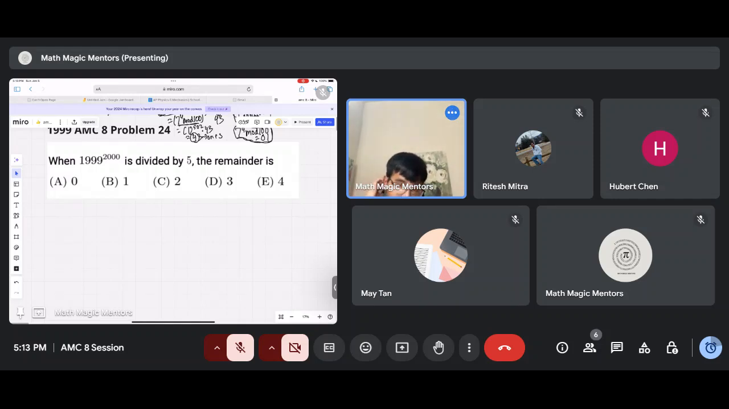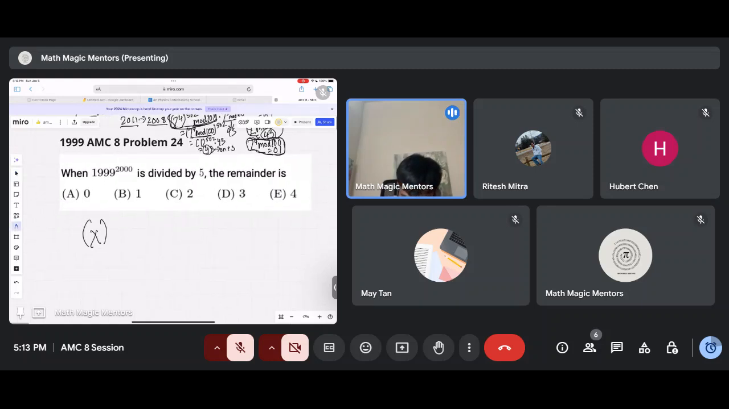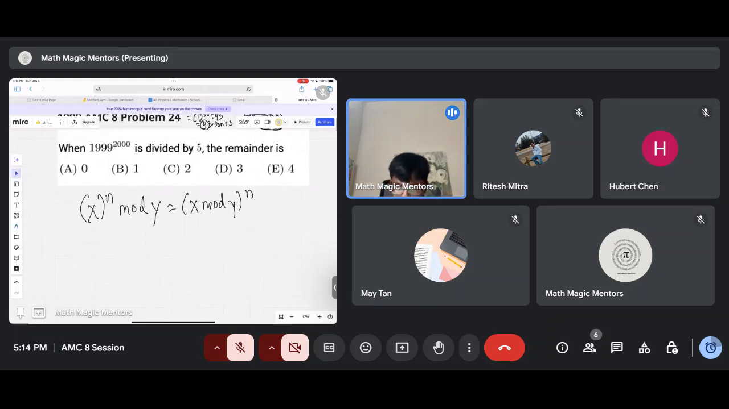Well, okay. So this is going to build on this concept, which is that if you have x to the n mod y, you can also say that's x mod y, to the n, right? And why this is true again, you guys can figure it out, and it's a very good exercise if you want some practice with mods. But basically, what we want to notice here is when this number is divided by 5, the remainder is.